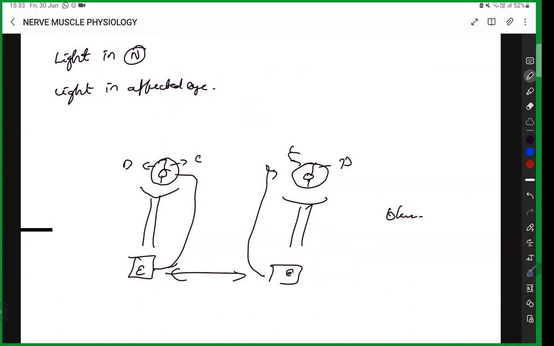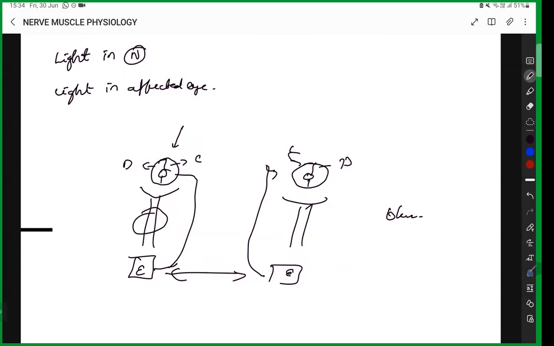So what happens? Whenever the optic nerve develops demyelination, if you throw light on this nerve, it is not going to take the impulse to the Edinger-Westphal nucleus. If light is shown on the affected eye, this is not going to carry the response to the Edinger-Westphal nucleus. Therefore, there is no constriction of your pupil.